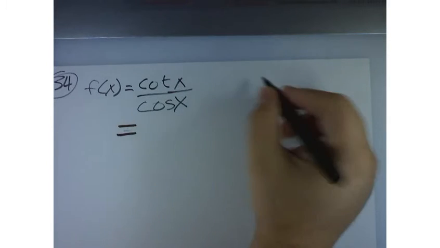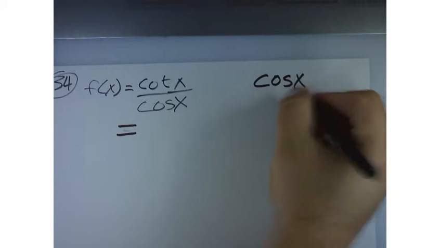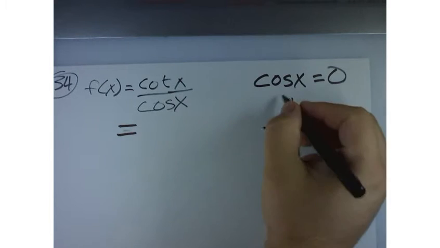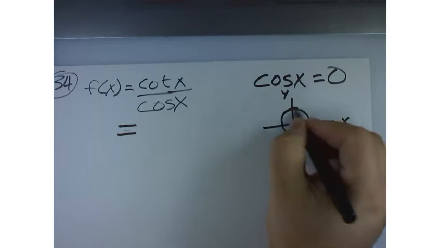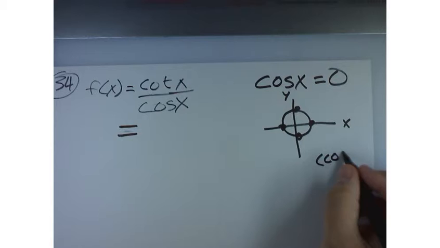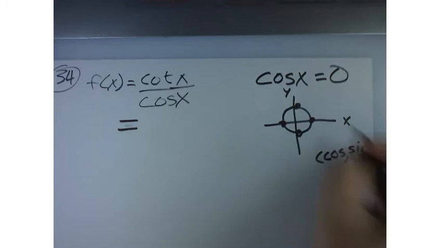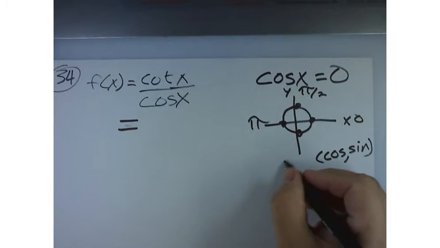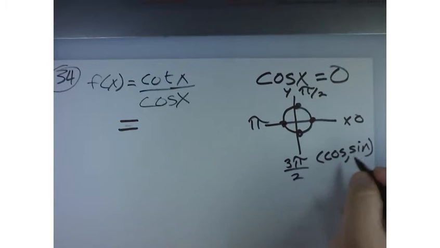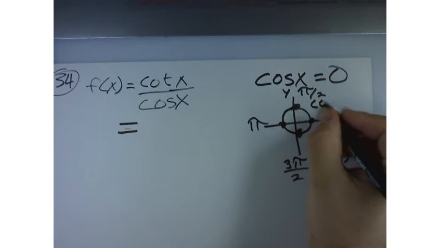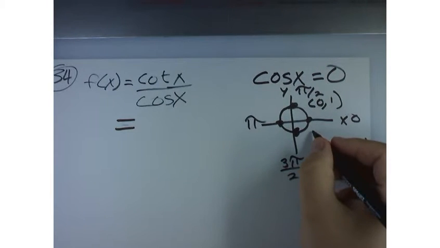But here's the thing. We want to know what values of cosine equal 0. So we're going to think of the unit circle, remembering that any point on the unit circle is cosine comma sine. And these are the angle measures: 0, pi over 2, pi, 3 pi over 2. What we're looking for is when x is 0, so this would be 0 comma 1 and 0 comma negative 1.